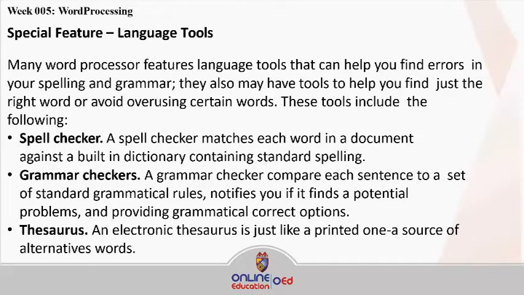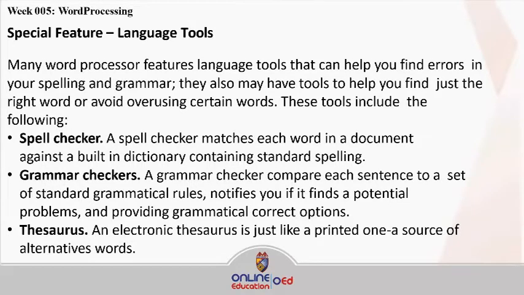We have the spell checker. So if you mistype a word, you can check the spelling. A spell checker matches each word in a document against a built-in dictionary containing the standard spelling. So that is spell checker. And then we have also the grammar checker. A grammar checker compares each sentence to a set of standard grammatical rules. It notifies you if it finds a potential problem and provides a grammatically correct option.